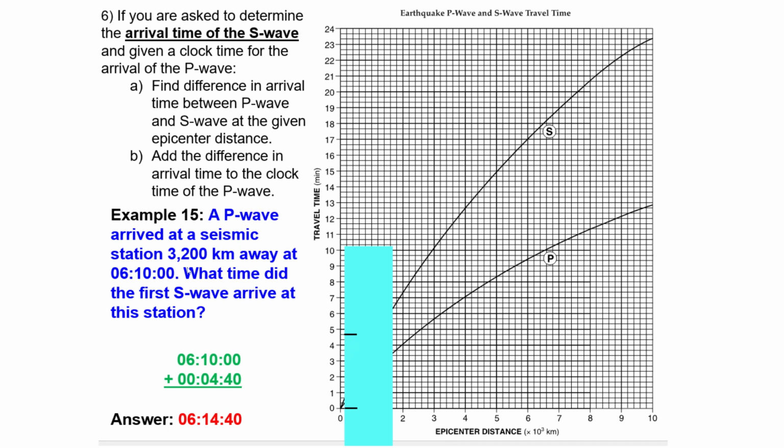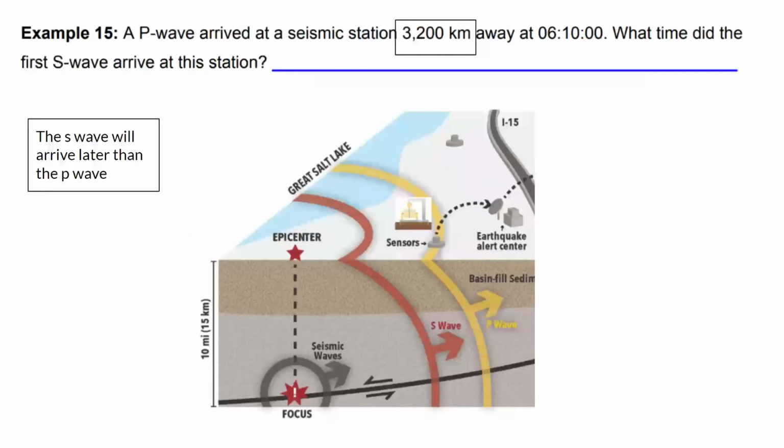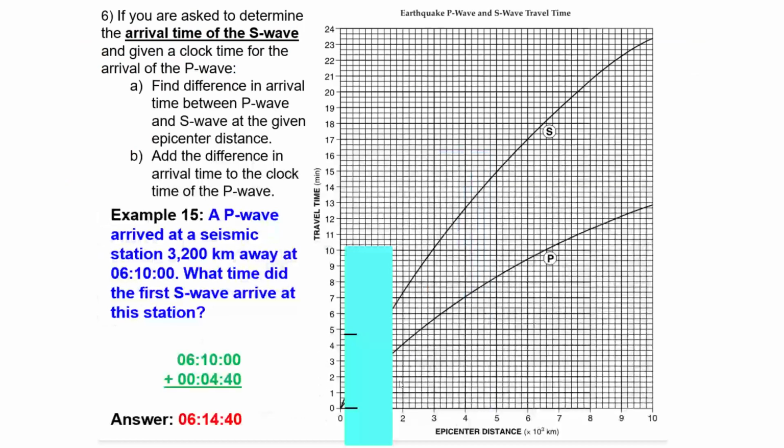Okay, and I also know that the P wave arrived at the station at 6 hours, 10 minutes, and 0 seconds. If I want to know when the S wave arrives, I know that the S wave will arrive later. The S wave is slower than the P wave, right? That's why I'm adding 4 minutes and 40 seconds, the time difference I measured, and that gives me the answer that the S wave arrived at the station at 6 hours, 14 minutes, and 40 seconds. So the P wave arrived at this time. The S wave is slower, so it arrives 4 minutes and 40 seconds later, and we figured that out by measuring the time difference using the scrap paper.